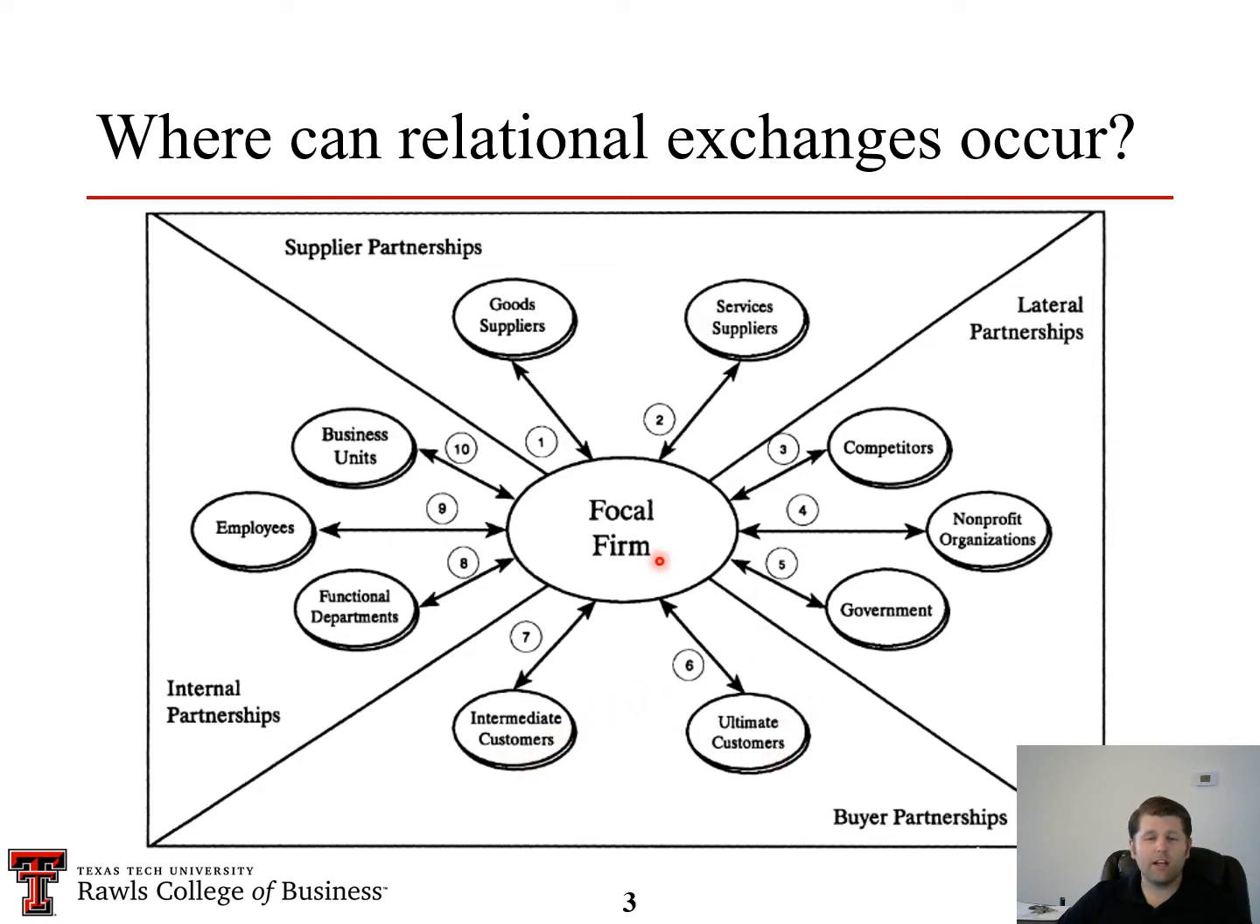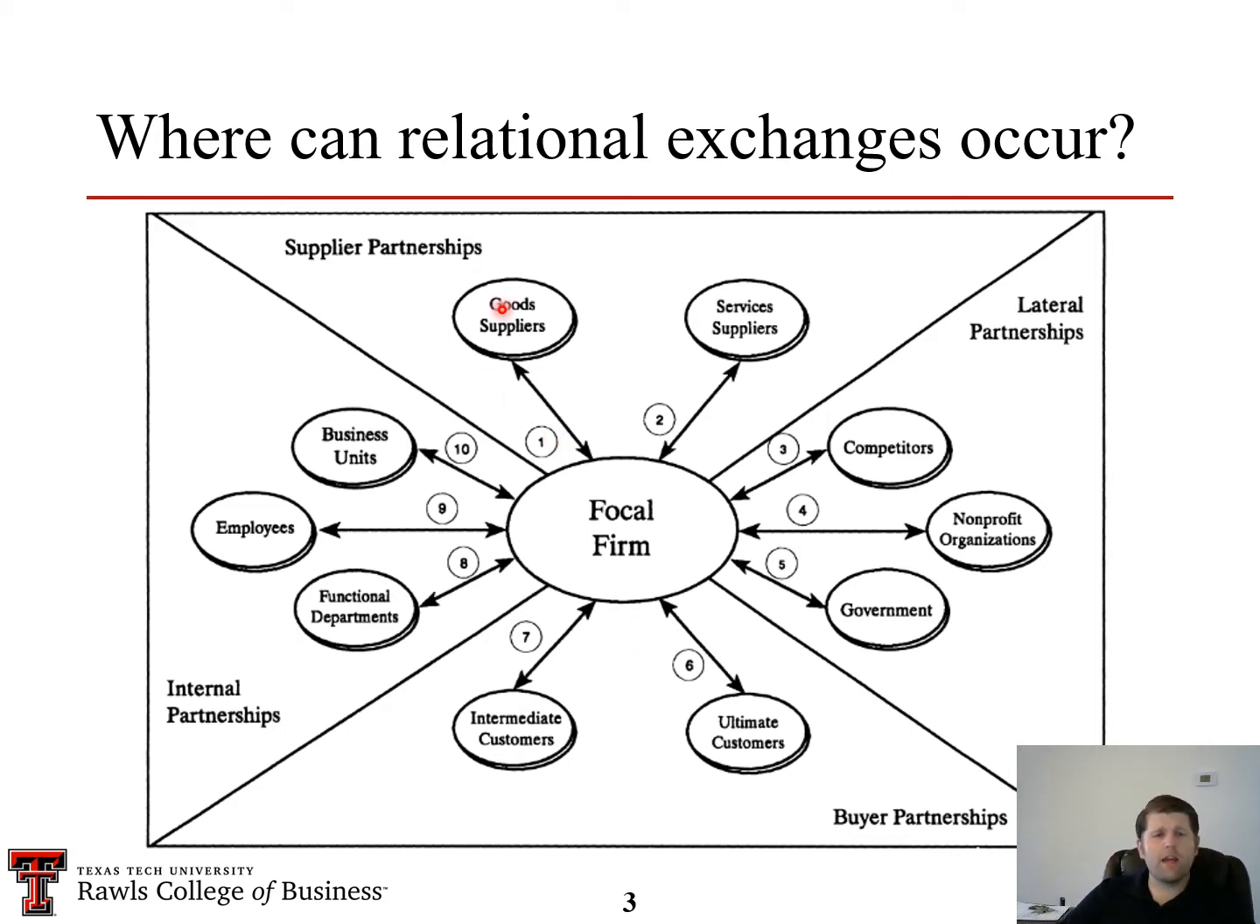So if this is a manufacturer firm, they have an intermediate customer and then they have an ultimate customer. Like, for instance, we've talked about in previous lectures, cereal manufacturers. They may have an intermediate customer of the grocery store, and then an ultimate customer of those who are going to consume that cereal.